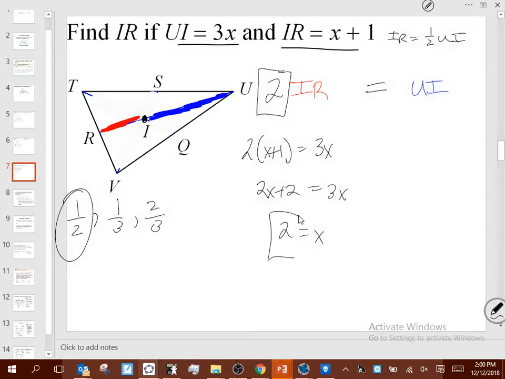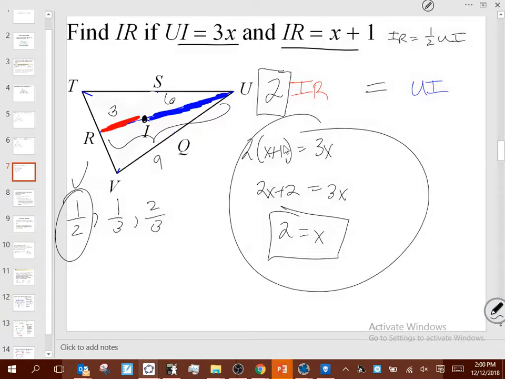X is 2, right? If x is 2, what's UI? 6. What's RI? 3. What would be R to U then? 9. What's 3 compared to 6? 1/2. That comparison tells me that I solved that equation right.